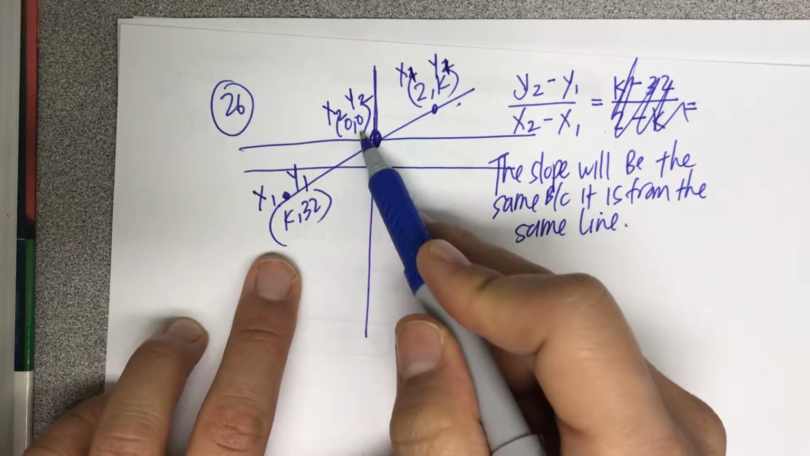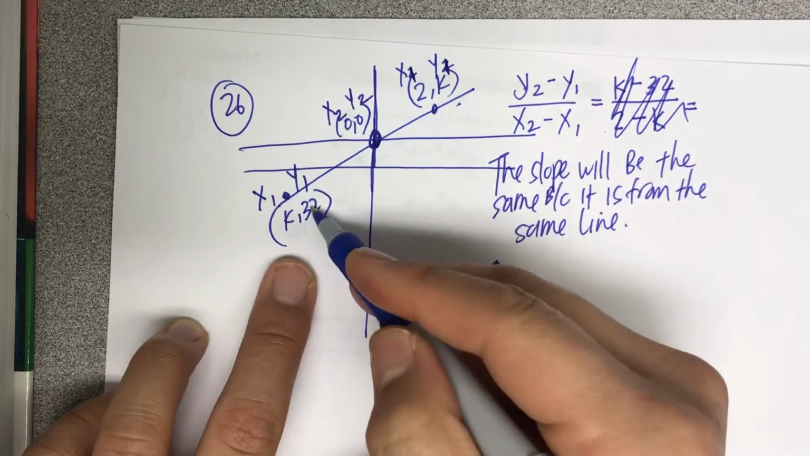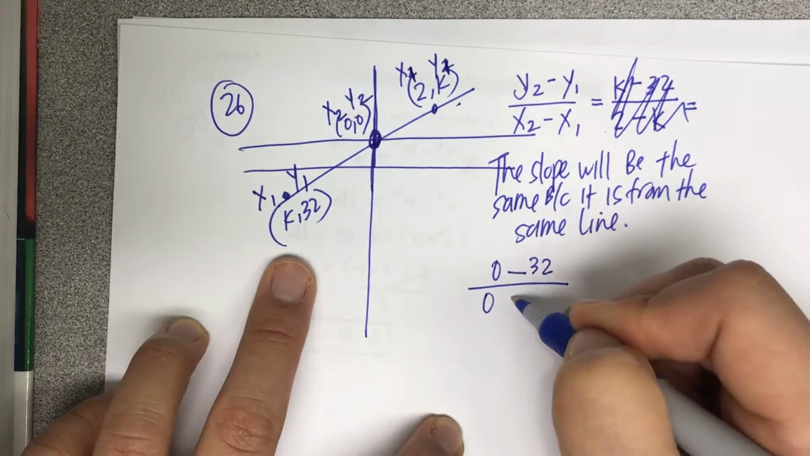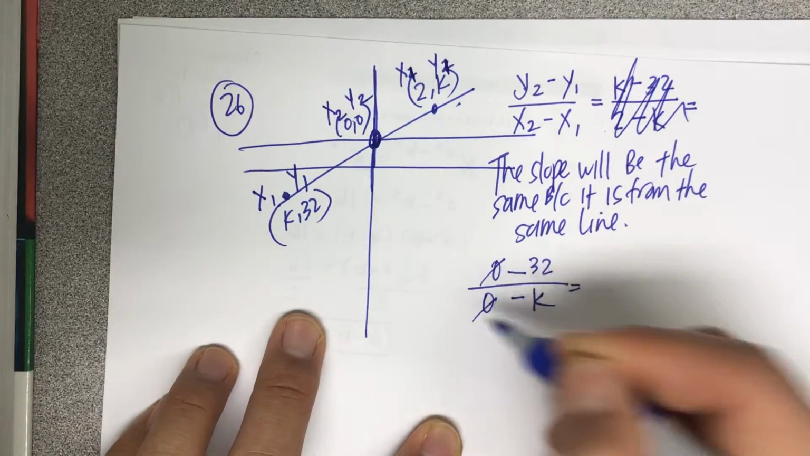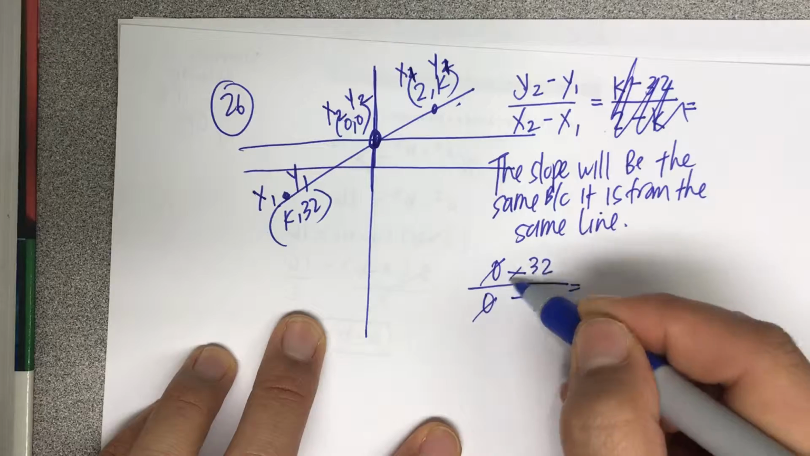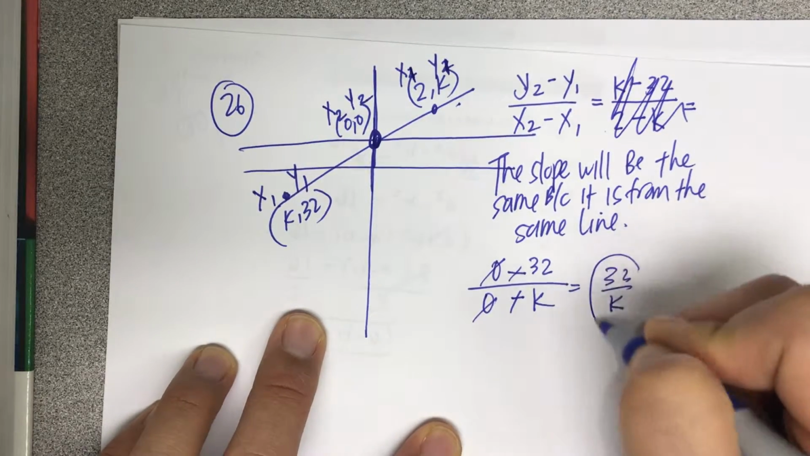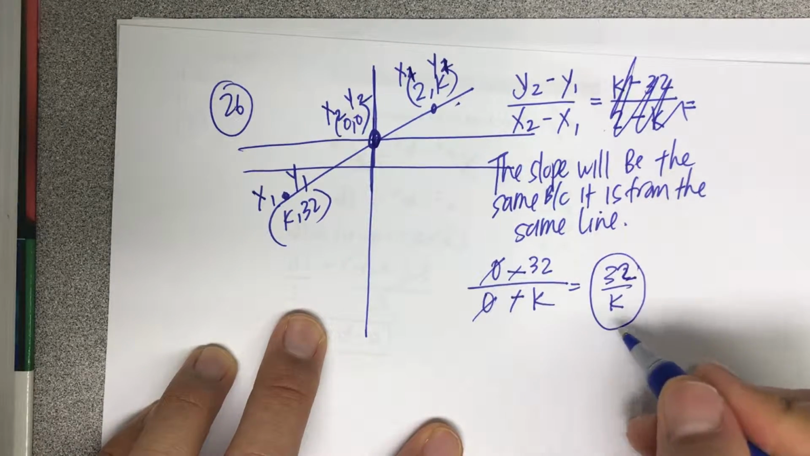So for this one, I'm going to go y2 is 0 minus y1 is 32, over x2 is 0 minus x1 is k. So that's going to be the negative. Those are going to cancel out. Zeros don't matter. The negatives will cancel out into positives. So it's going to be 32 over k is 1 slope. Okay? 32 over k is 1 slope.